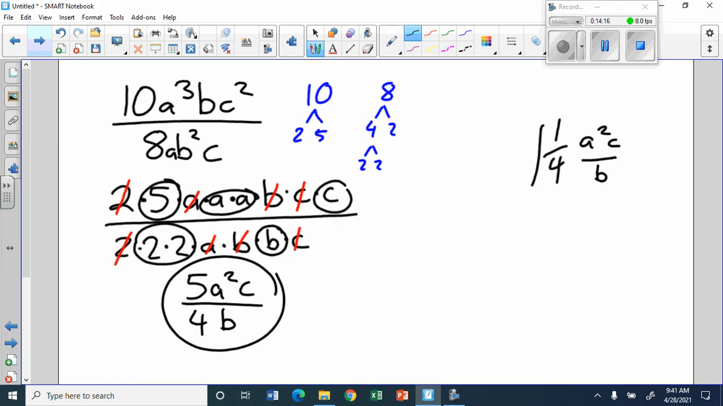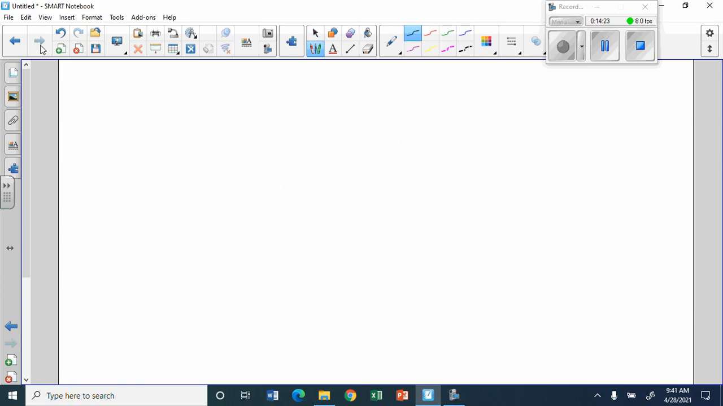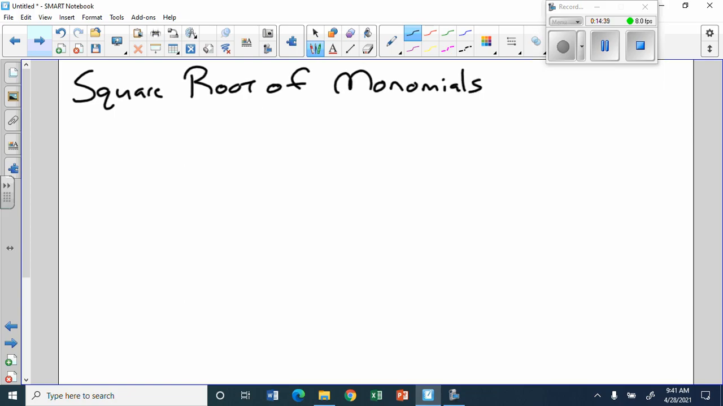So that's step 2. We did much better. That's the second step of this lesson. The third step of this lesson is square roots of terms. Okay? And we're going to call these terms monomials. So we're going to do the square root of monomials.